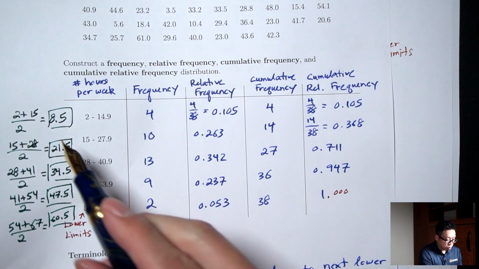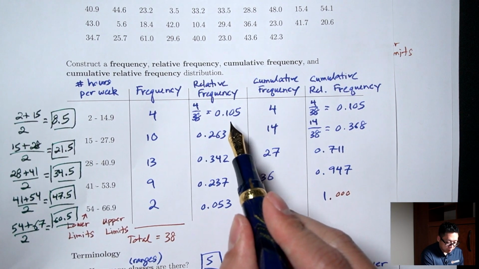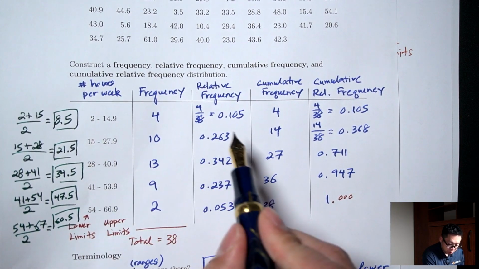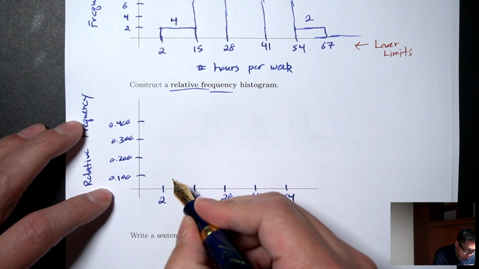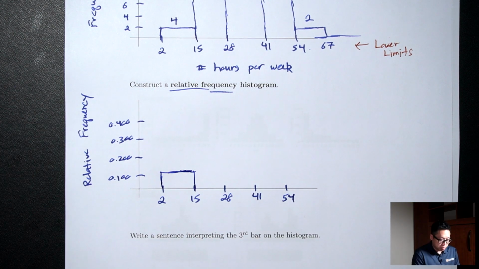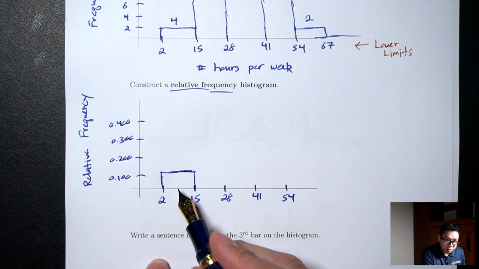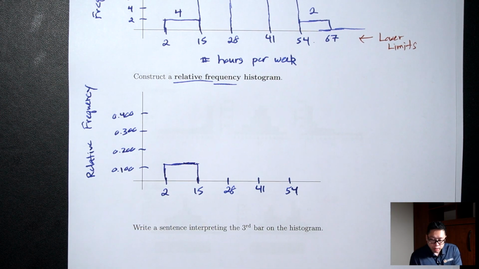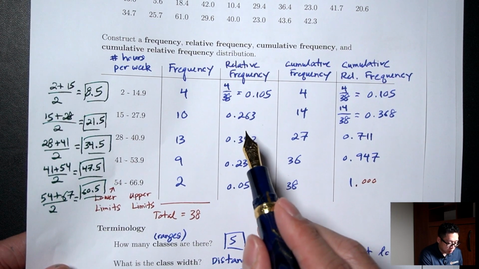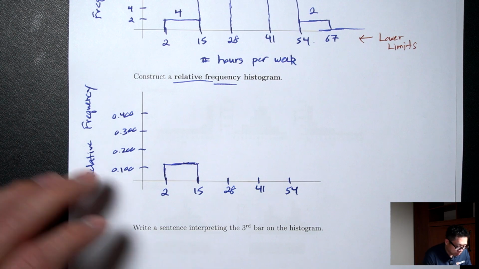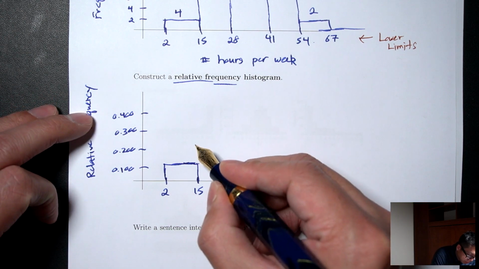Now, first one, 0.105. Remember, this one goes with the range 2 to 15. So the bar should be above the range 2 to 15. Okay, notice that there's no numbers in the center of my bars. The bar is over the range 2 to 15. Next up is 0.263. That should be over the range 15 to 28.